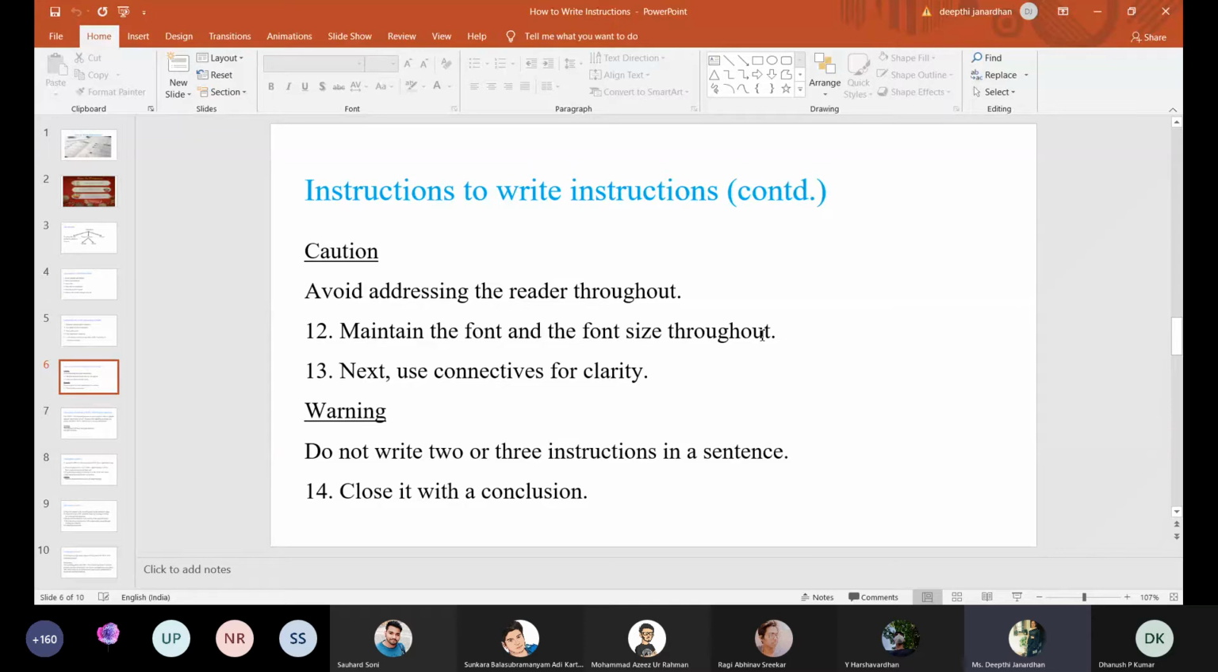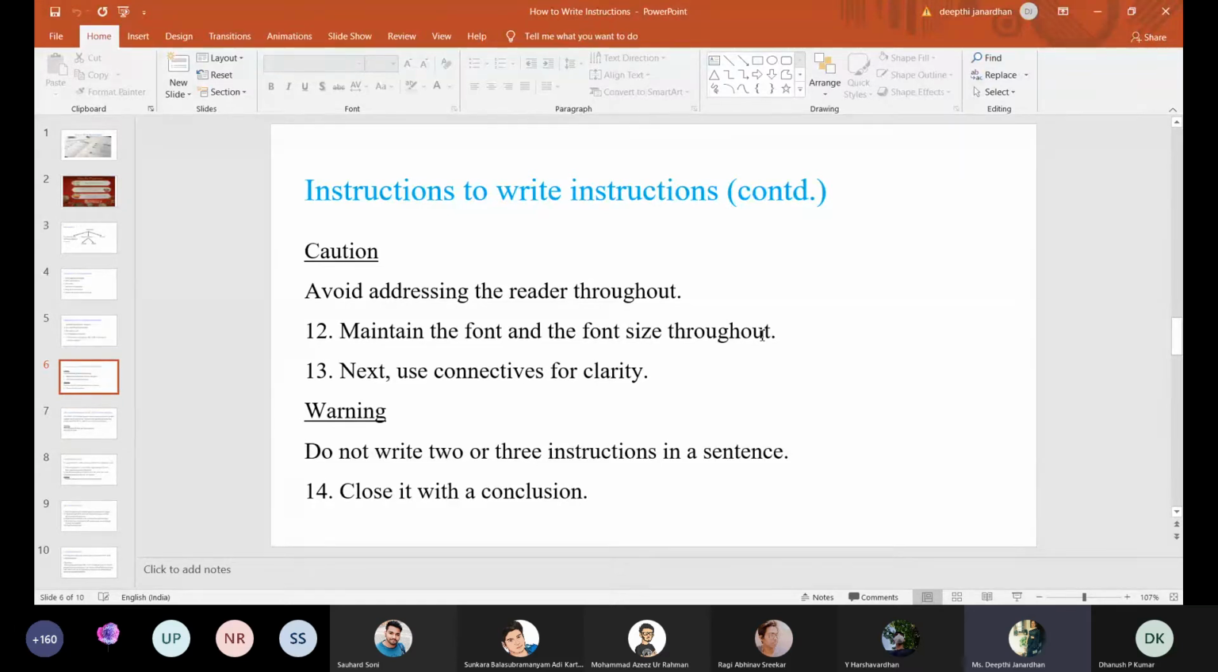Like I said, if I'm using it for the first time, I'll have to go back and reread it. If I have to reread it, then what's the point of you giving me an instruction? An instruction is a guide. So it has to be clear, it has to be short, one instruction per step. That should be enough. Close it with a conclusion.